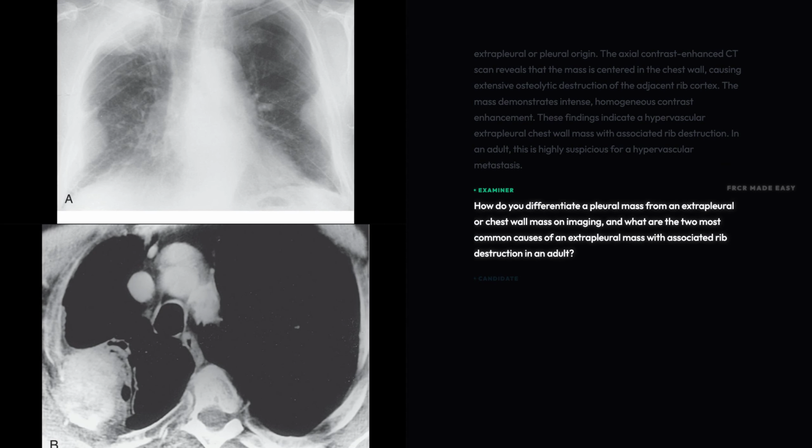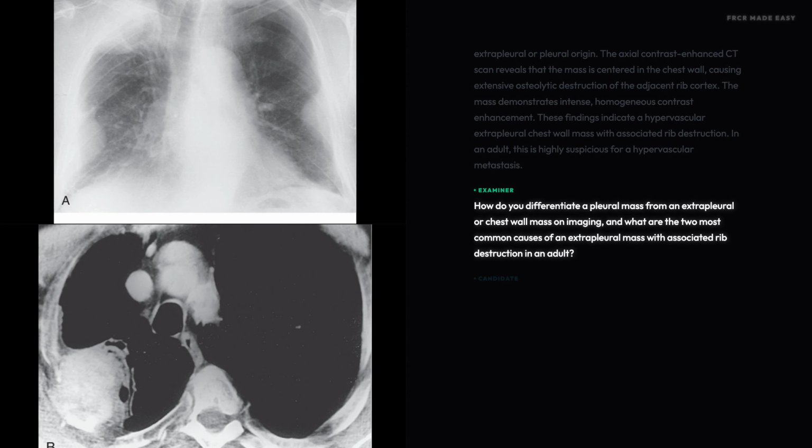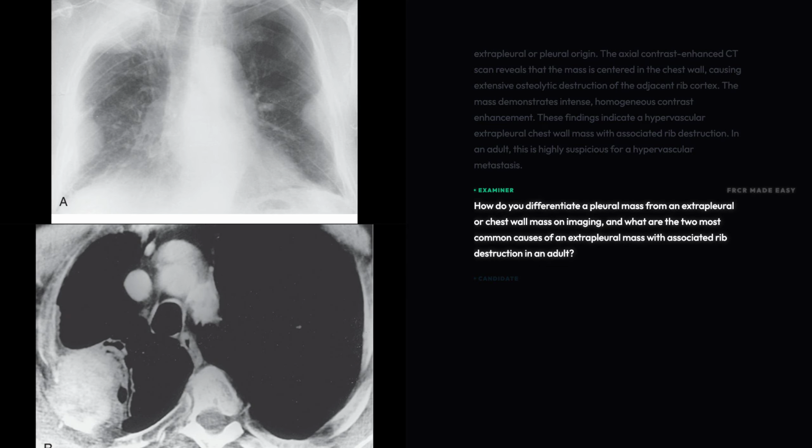How do you differentiate a pleural mass from an extrapleural or chest wall mass on imaging? And what are the two most common causes of an extrapleural mass with associated rib destruction in an adult?